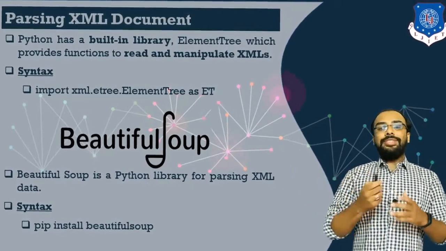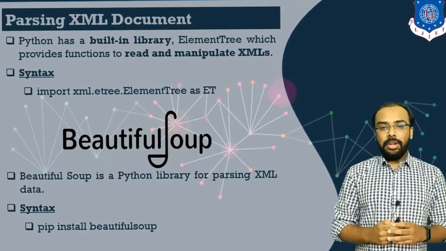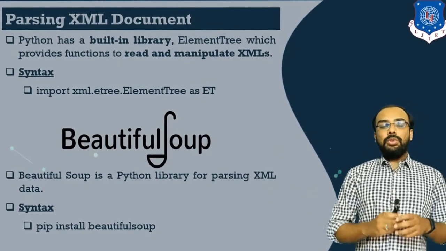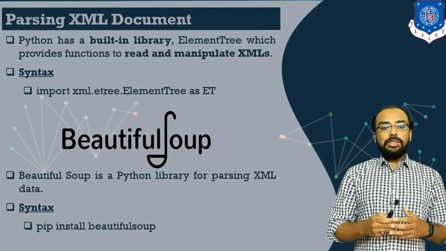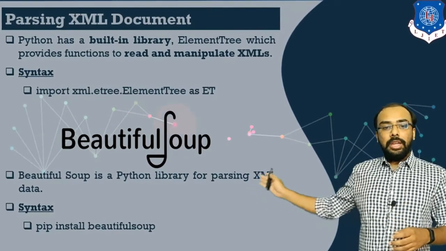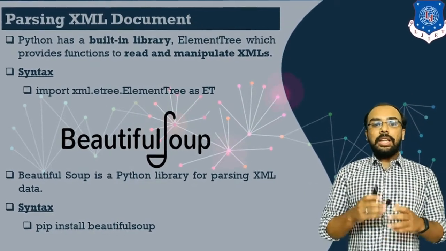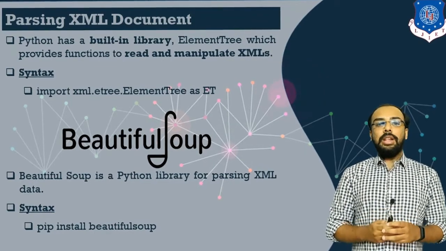For that, first we need to install this library inside our environment. So how can we do that? Here you can see we have to install it using the pip installer. What is the syntax? The syntax is pip install BeautifulSoup. So what will it do? It will install this particular library inside your environment.